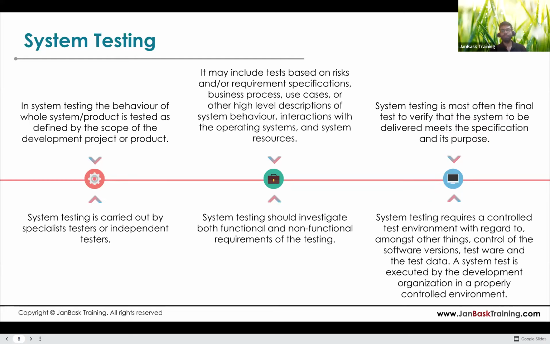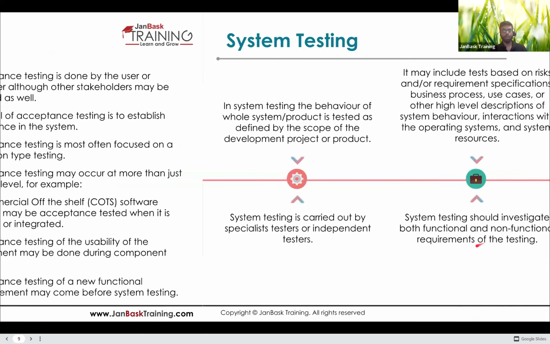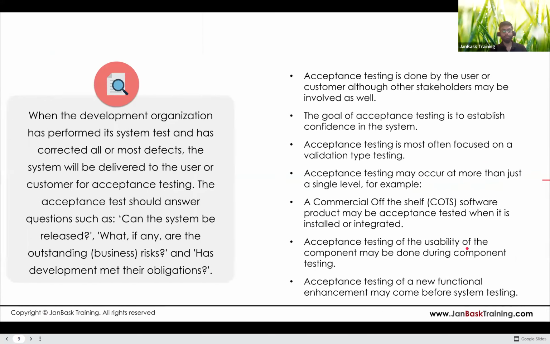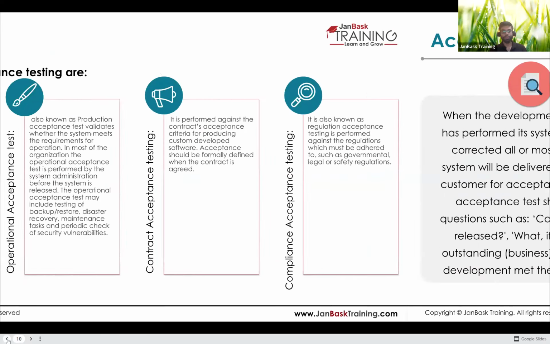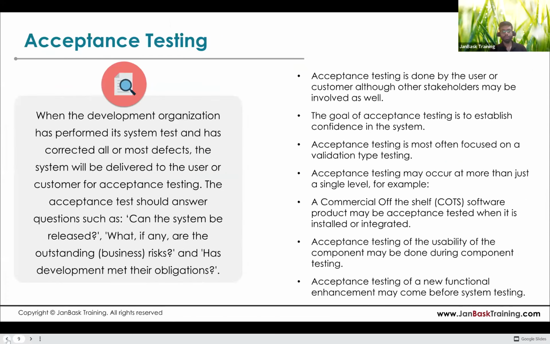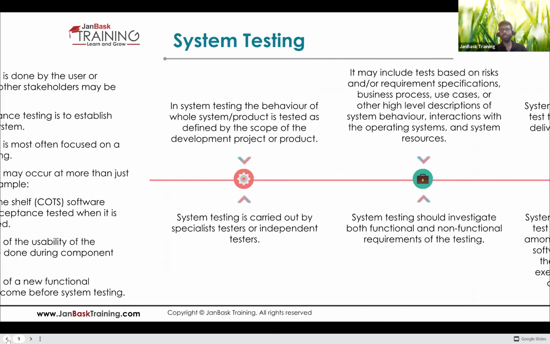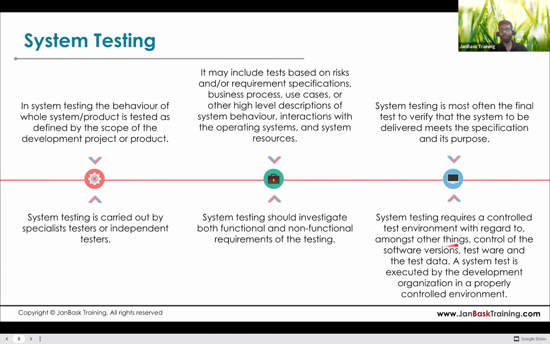System testing requires a controlled test environment with regard to, among other things, control of the software version, testware, and the test data. A system test is executed by the development organization in a properly controlled environment.